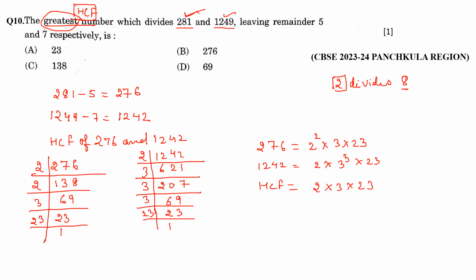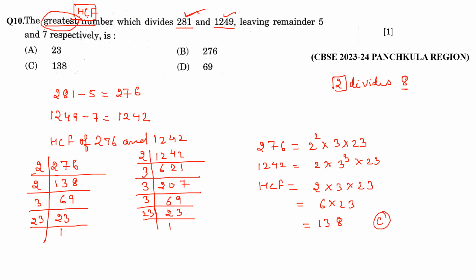And the lowest power of 2 is 1, lowest power of 3 is also 1, lowest power of 23 is also 1. So 2 3s are 6. 6 into 23, you will get 138. So from here you can say the correct option is option C.